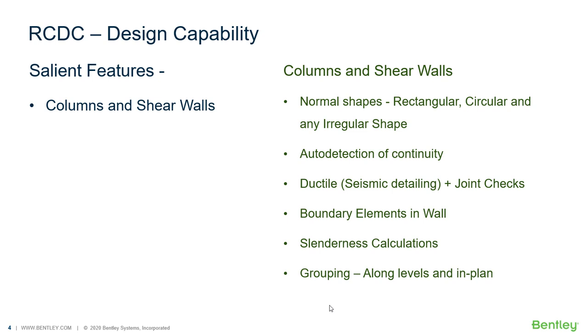Now let's look at salient features in different design capabilities. For columns and shear walls, RCDC can handle practically any shape along with rectangular and circular. It can detect continuity across elevation, across the levels of the building. It can handle ductile or seismic detailing, including joint checks. If there are shear walls, it can identify whether the boundary limit is required and can detail accordingly. Slenderness calculation it handles on its own depending on the parameters set by the user. And it can also allow users to group the columns for design in plan and across the height.